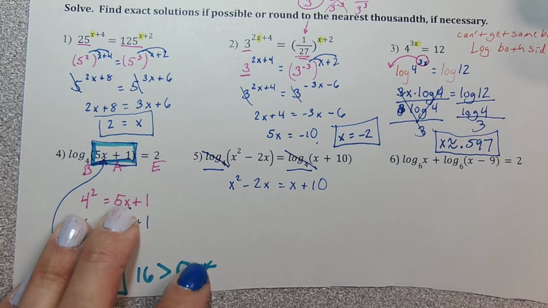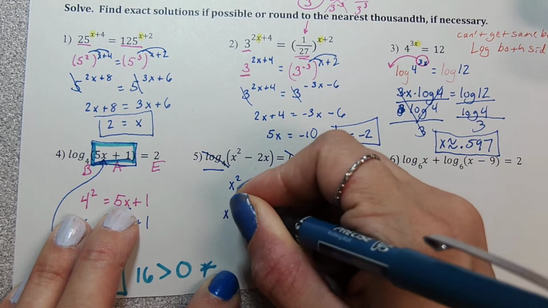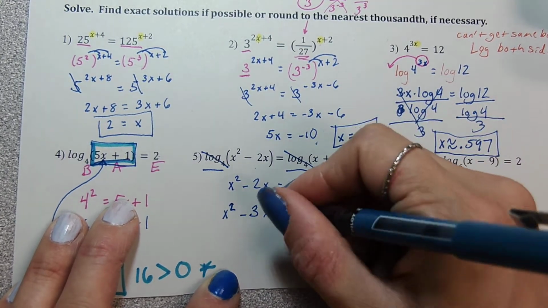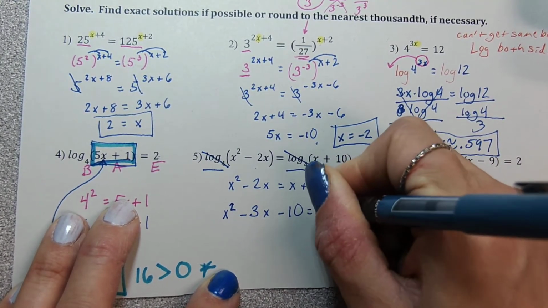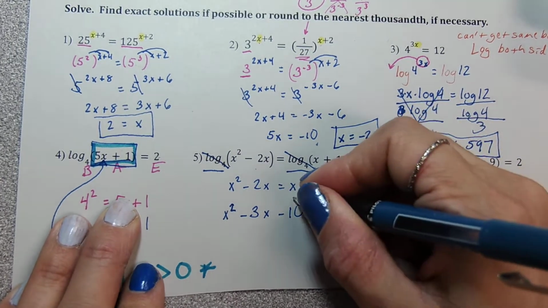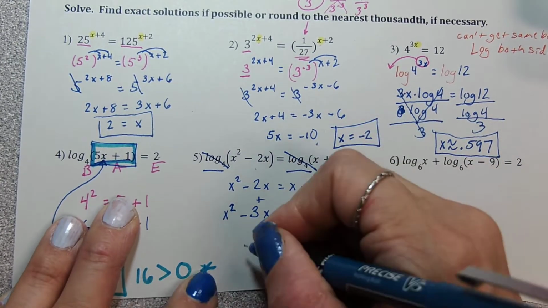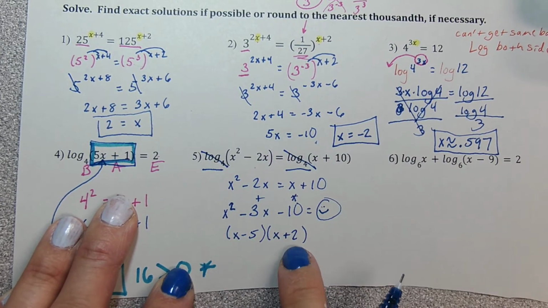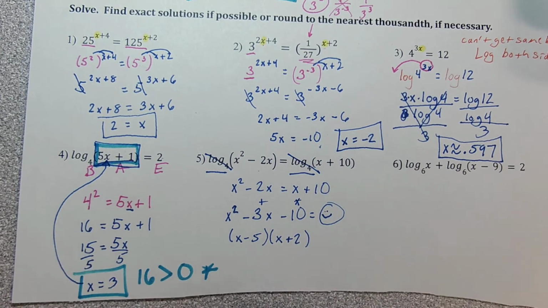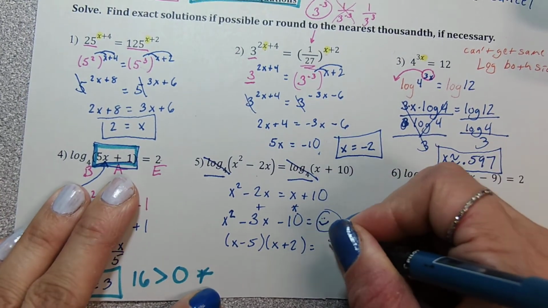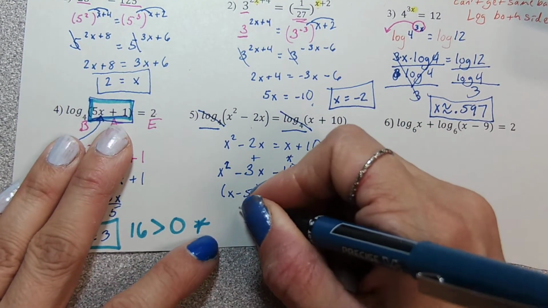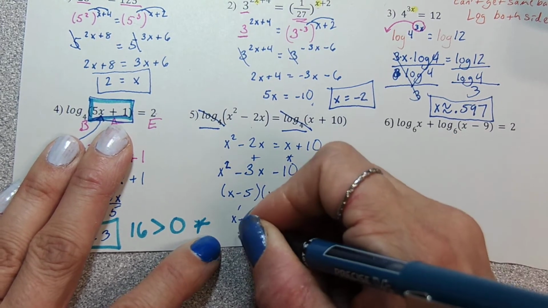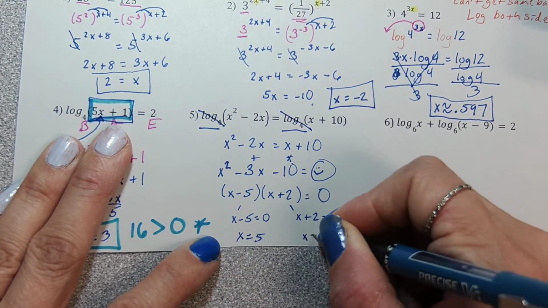And before we factor, we need to move everybody over to one side. So we're going to leave that x squared there. We're going to subtract x. Subtract the 10. Equals 0. So we're looking for a product of negative 10 and a sum of negative 3. So x minus 5 and x plus 2. Negative 5 and 2 give me a product of negative 10, and then negative 5 and 2 give me a sum of negative 3. So then we said each of those equal to 0, either x minus 5 is 0, or x plus 2 is equal to 0. X equals 5. X equals negative 2.